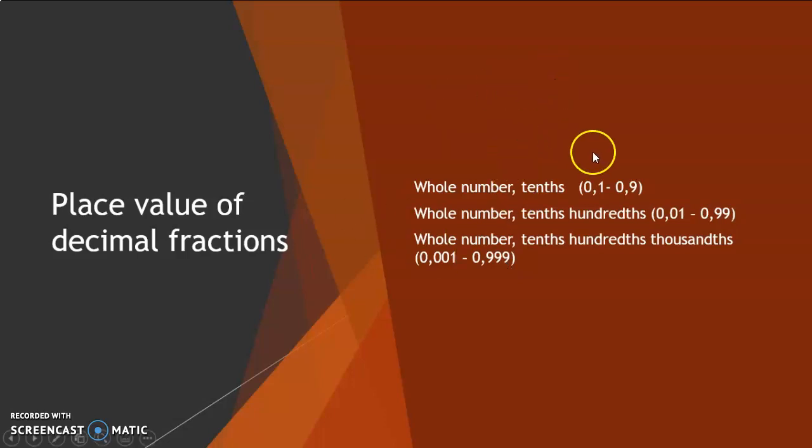Now, 0,1 is much bigger than 0,001 because this is 1 over 10 if we look at common fractions, and this is 1 over 1,000. And as you can remember, unit fractions, when we compare the denominator at the bottom, the bigger the denominator, the smaller the size of the fraction.